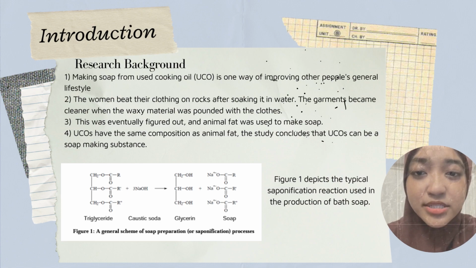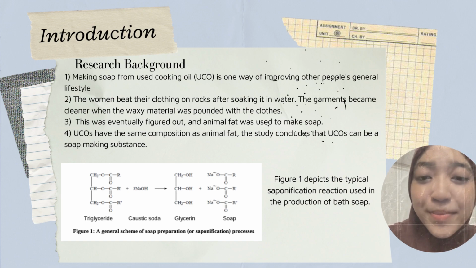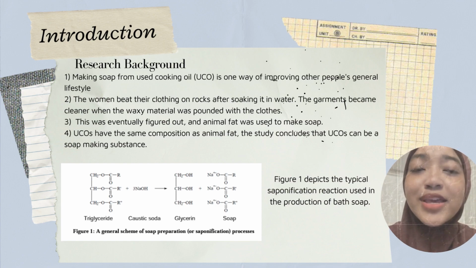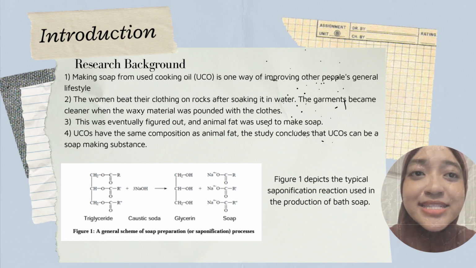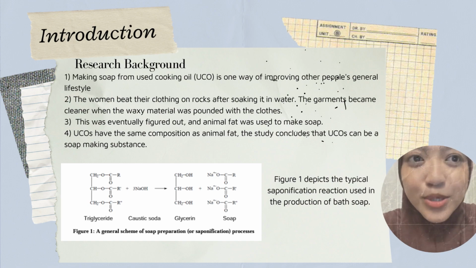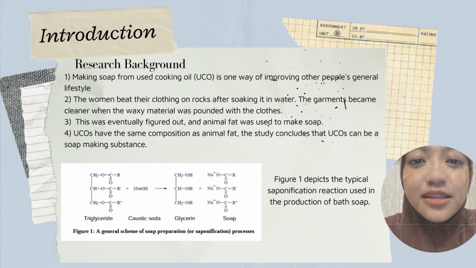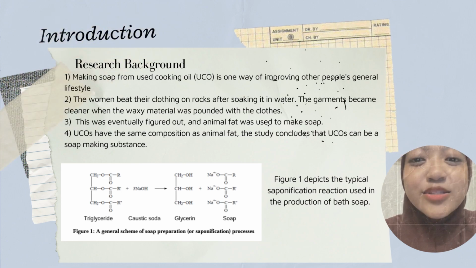For your information, used cooking oil has the same composition as animal fat. The study concludes that used cooking oil can be a soap-making substance. Figure 1 shows a general scheme of soap preparation or saponification processes. Okay, in the saponification process, triglyceride reacts with caustic alkali and makes glycerin plus soap.